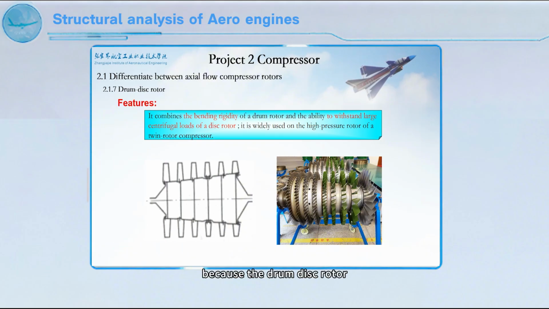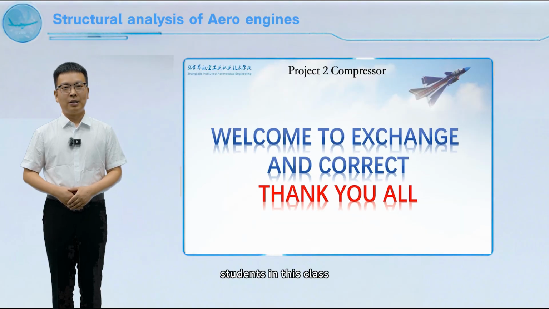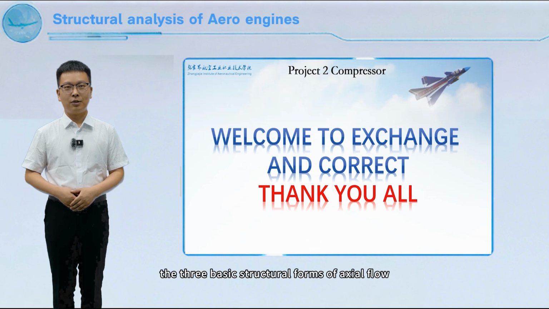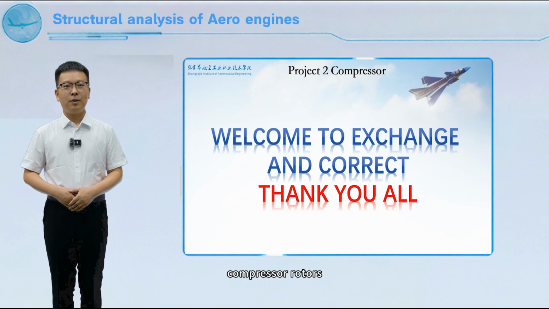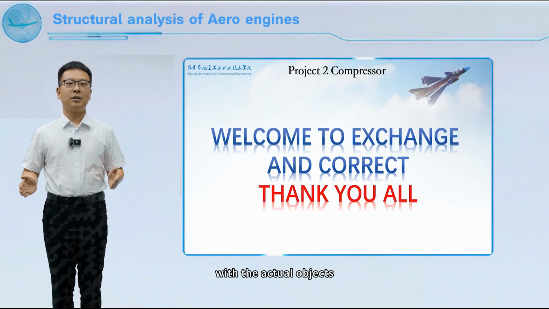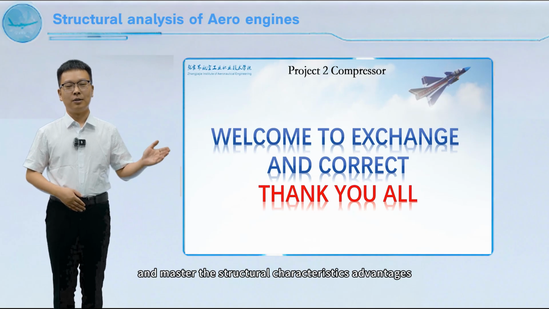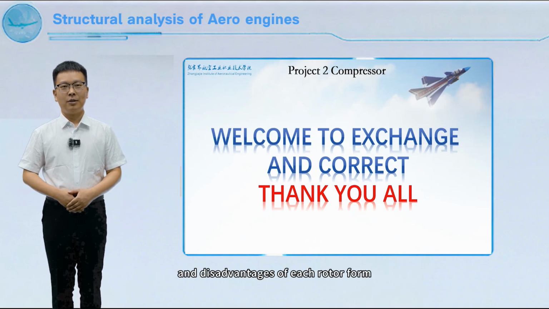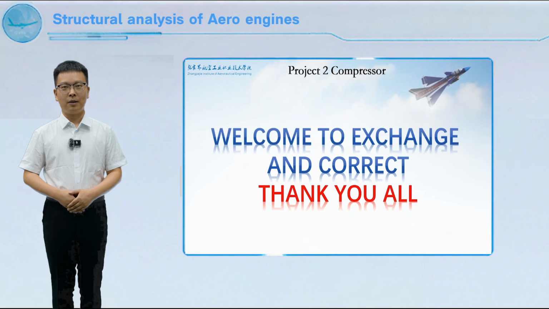Because the drum disc rotor has both the good bending rigidity of the drum rotor and the ability of the disc rotor to withstand large centrifugal loads, it is widely used on the high-pressure rotor of the twin rotor compressor. Students, in this class we have learned the three basic structural forms of axial flow compressor rotors. We must match the names of these three basic structural forms with the actual objects and master the structural characteristics, advantages, and disadvantages of each rotor form. Thank you everyone.